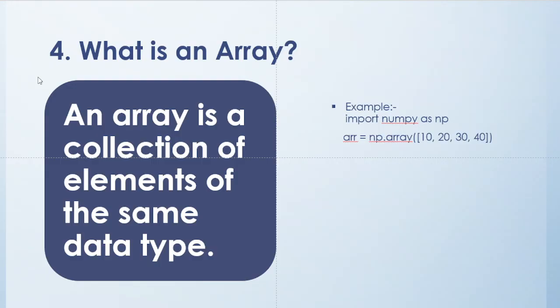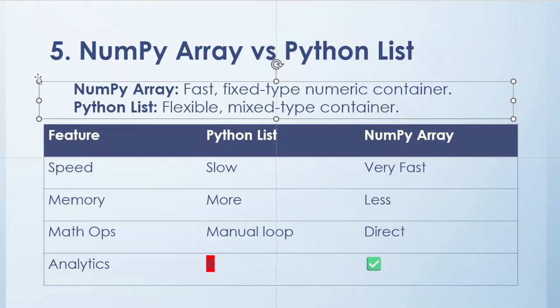The most important concept here is the NumPy array. A NumPy array is a collection of elements of the same data type, stored in a very optimized way. Think of it like an Excel column, but much faster and smarter. For example, if I have sales values like 10, 20, 30 and 40, I can store them inside a NumPy array. That is what a NumPy array is. In the next slide, we'll see NumPy array versus Python list.